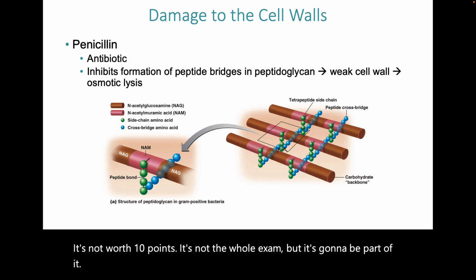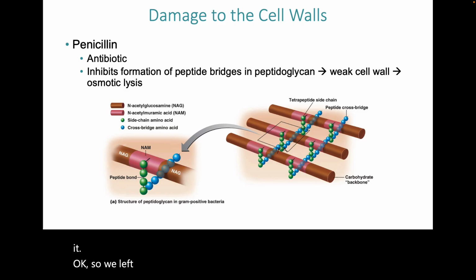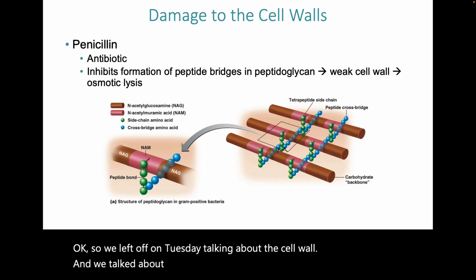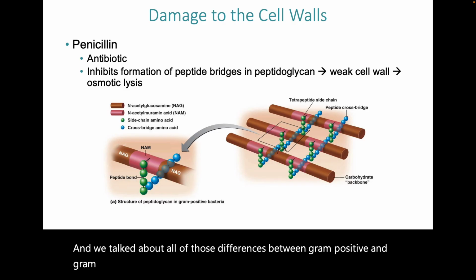Okay. So we left off on Tuesday talking about the cell wall. And we talked about all of those differences between gram-positive and gram-negative. We talked about atypical cell walls.